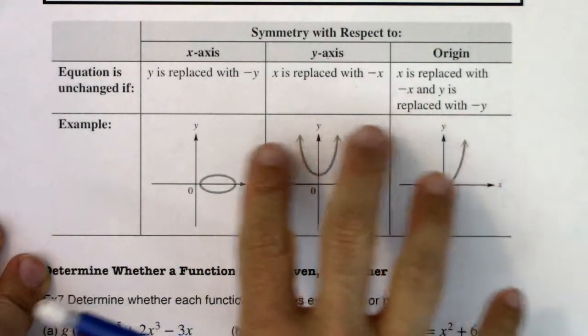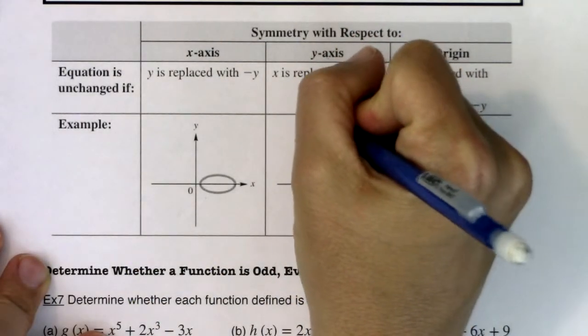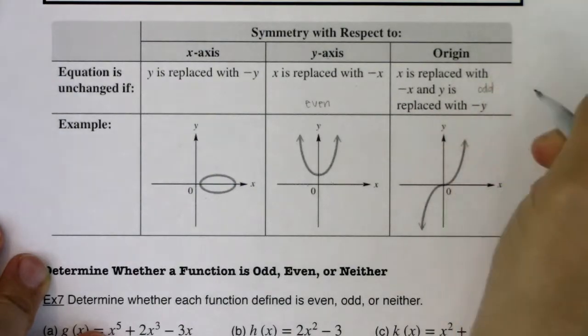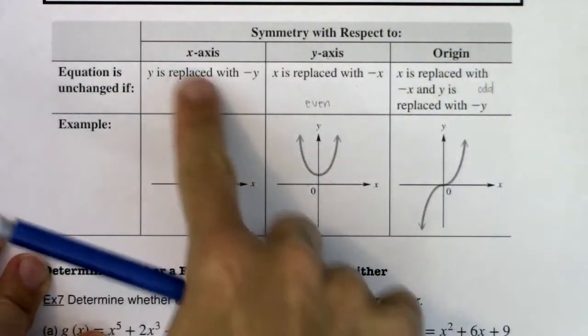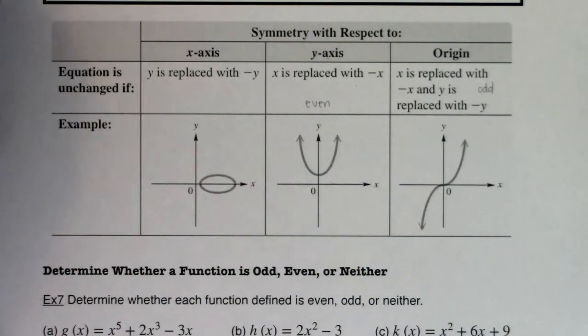All right, so we're going to focus on being symmetric with respect to the y-axis. This is going to be an even function. And with respect to the origin, it's going to be your odd. We don't have a name for this version. I mean, it exists, but it doesn't have its own vocab term.